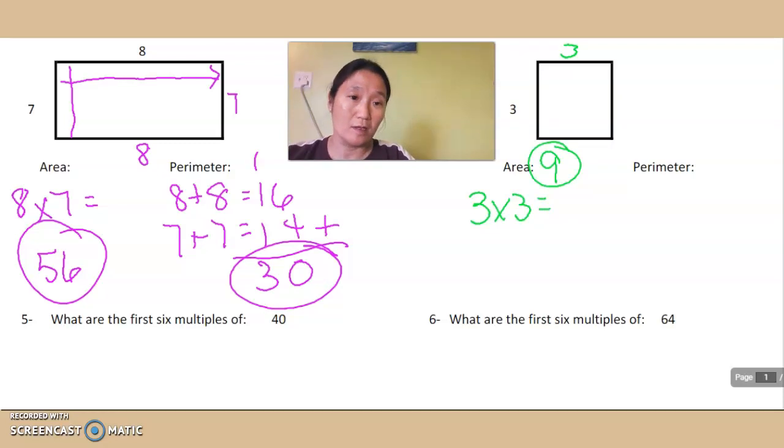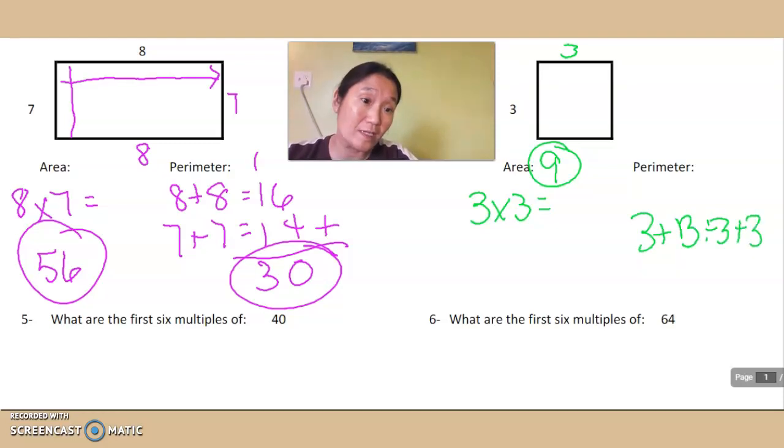That's your area. Now the perimeter is going to be 3 plus 3 plus 3 plus 3, 4 times. So 3 plus 3 is 6. 6 plus 6 is 12. So the perimeter is 12.